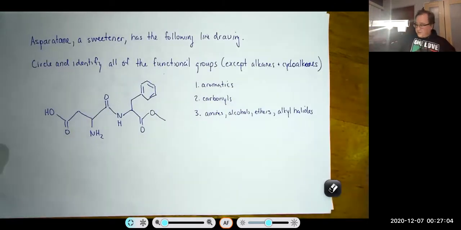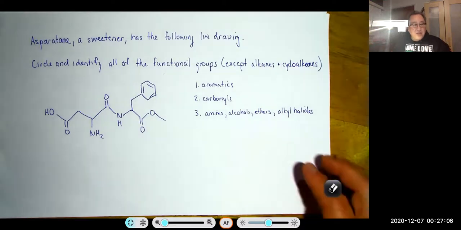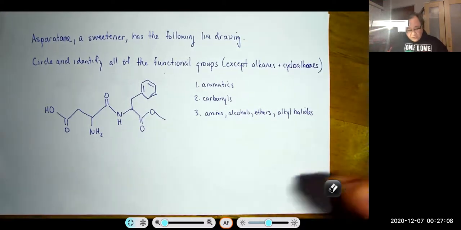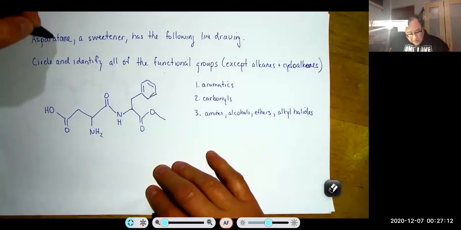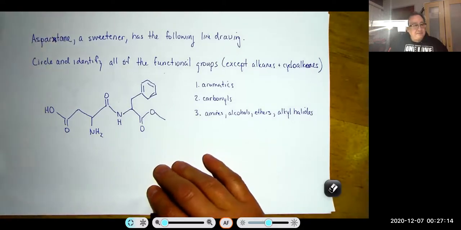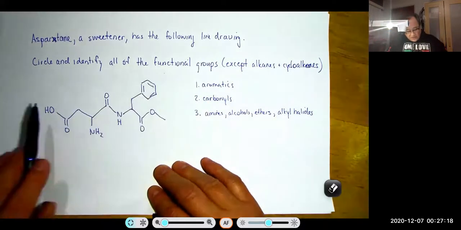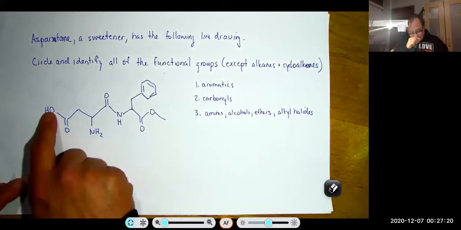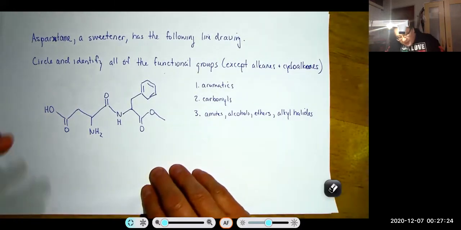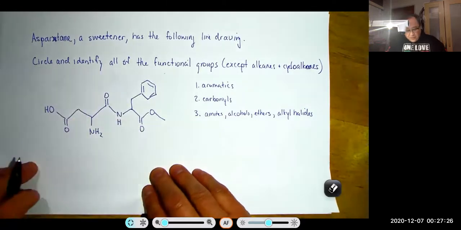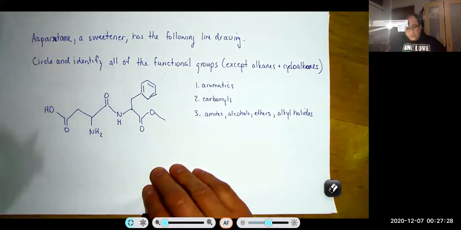So here I have a molecule where we're going to practice recognizing functional groups. So we've got, I spelled this wrong, aspartame. It's a sweetener. And it has the following line drawing here. So here we can see the line drawing, and maybe what we should do is we should practice filling in all the features, but we want to identify the functional groups.